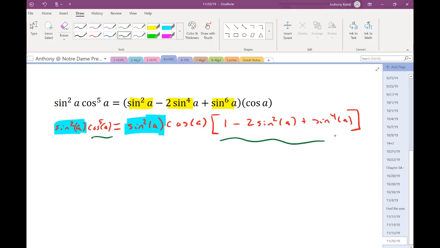Everybody agree? Okay. So that's what my goal is going to be here, trying to get that stuff to turn into cosine to the fourth. What should I do to do that? Anybody with some ideas? Maya?